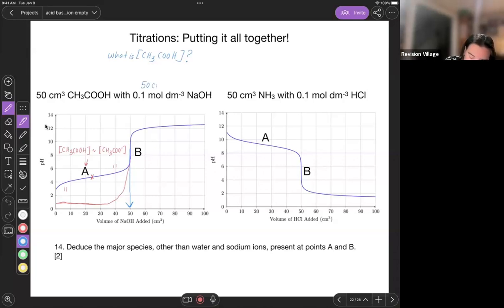Reading off the graph where the equivalence point is, I can see that the volumes of the ethanoic acid and the sodium hydroxide are equal. So their concentrations must be equal because the number of moles has to be equal.